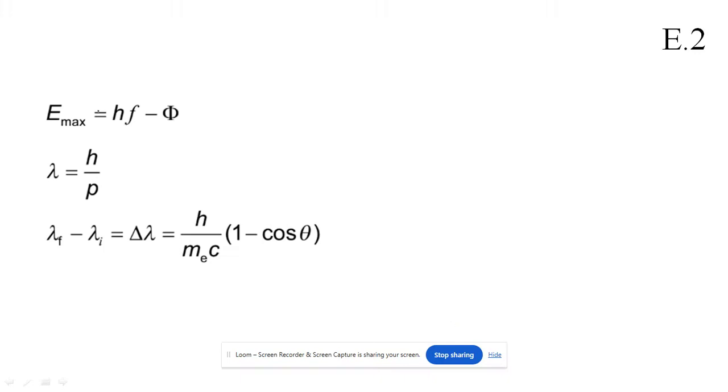All right. The first one here, this is the photoelectric effect. So that's the maximum kinetic energy of the electrons, right? This is the photon energy, right? So that's Planck's constant. That's the frequency, right? And then that's the work function. Now, typically we do these in electron volts.